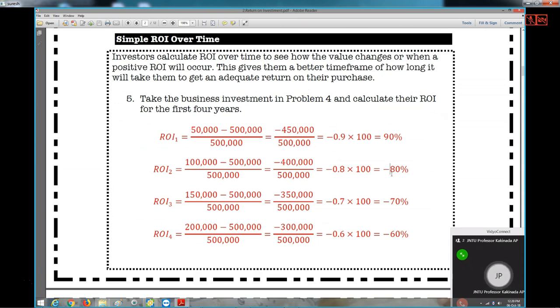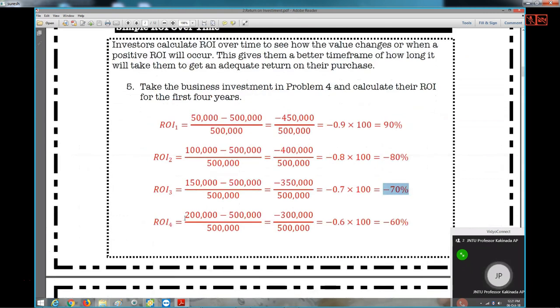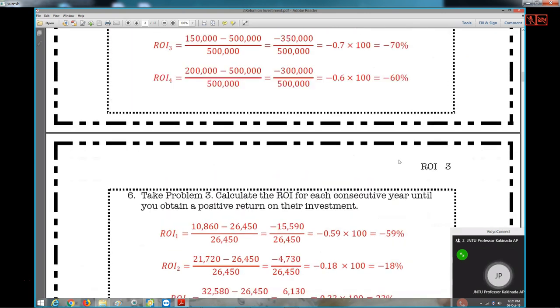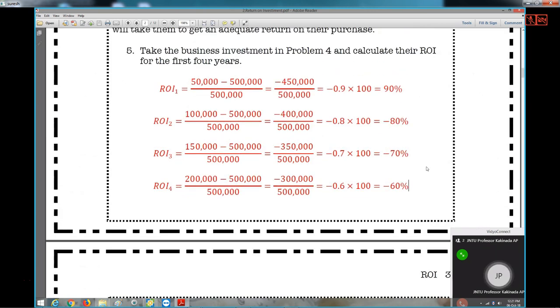Then return on investment for third year, which is the cumulative of 50,000 in 3 years, that is 1,50,000 minus 5 lakhs by 5 lakhs, that is minus 70% return on investment at the end of third year. Then at the end of fourth year, return on investment is 2 lakhs minus 5 lakhs by 5 lakhs, which is minus 60%. Then year by year, we are going to have a reduction in the loss.